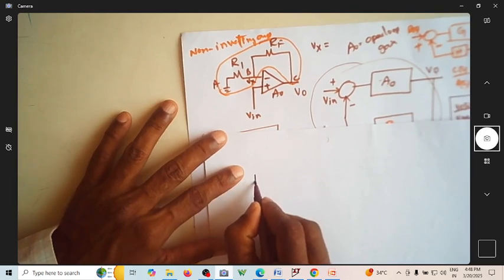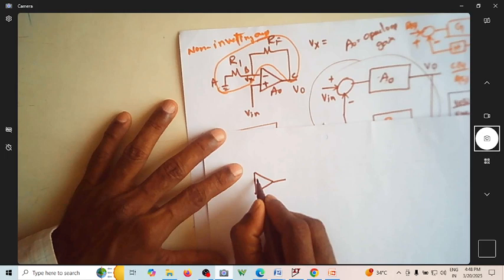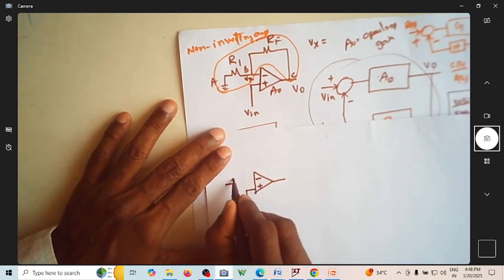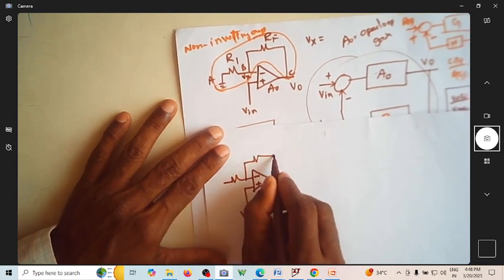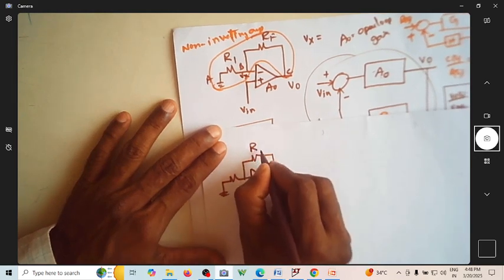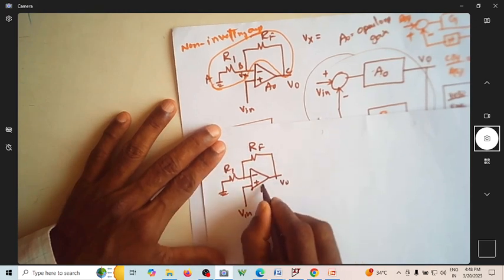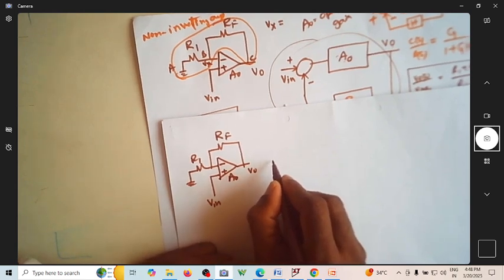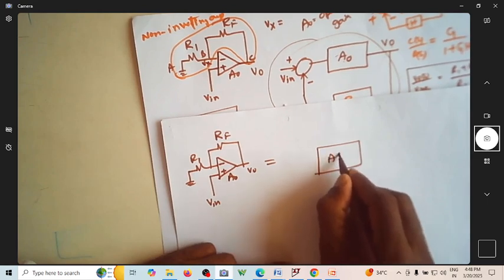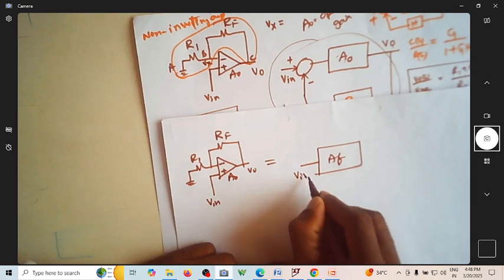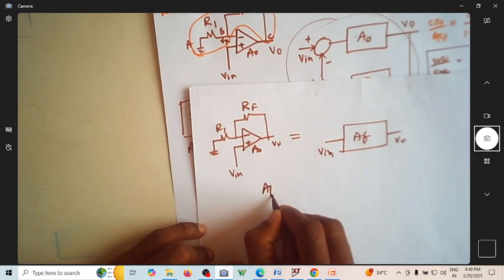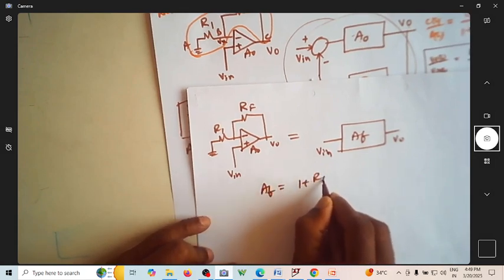So can I now write this entire circuit? So can I write this circuit, which is nothing but you have minus plus. So this is V in, this is so and so, this is grounded, this is V0, this is now RF, R1. If this is A0, how can I write this? This can be represented by a single block AF with input as V in, output as V naught. So what is this AF? AF is nothing but 1 plus RF by R1.